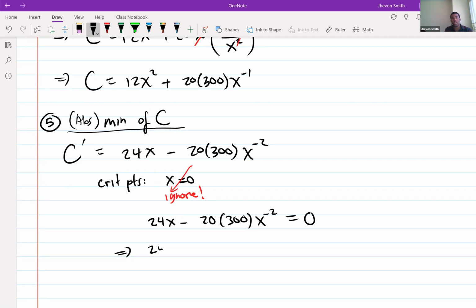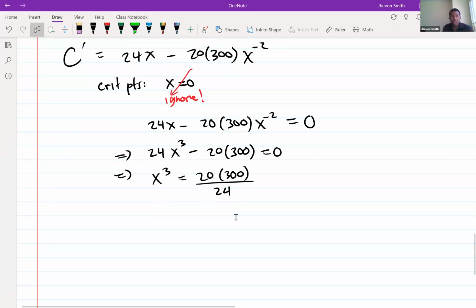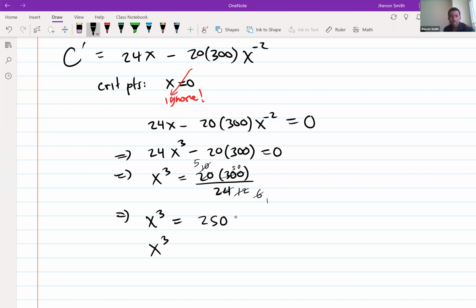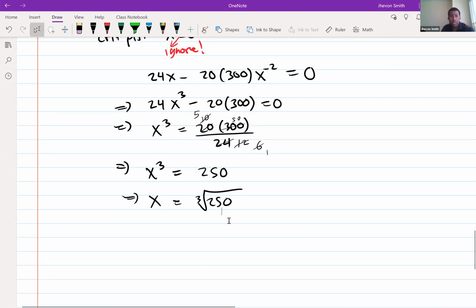And so I want to solve that equal to 0. I can multiply both sides by x squared. Then solve for x cubed. So this is 6000 over 24. And what does that simplify to? 2 into this goes 12, 2 into that goes 10, 2 into this goes 6, 2 into that goes 5. 6 into this goes 1, 6 into that goes 50. So that's what, 250? Is that right? And so your x would be the cube root of 250, which I don't think is a nice number. So I would leave it as cube root of 250.